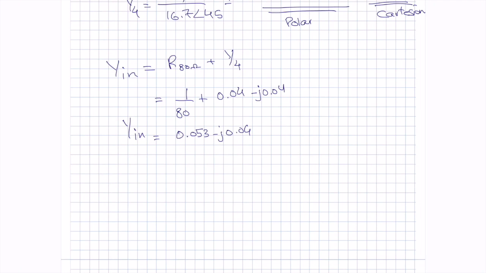But in the original question, one of the things that we were asked for was to find Z in, and Z in is just the inverse of this thing. So Z in equals 1 over the admittance, which is basically 12 plus 9.5j ohm. Always keep the units with it, because we will not be able to figure out what we are talking about if we don't have the units at the end like this.